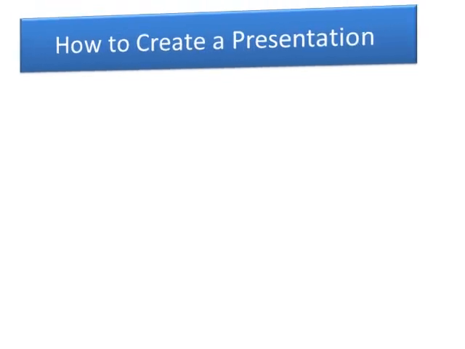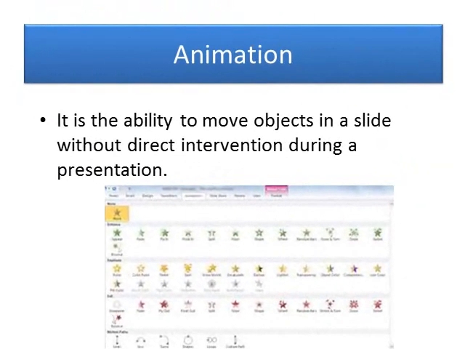Okay, children? Now let us learn what is an animation. A-N-I-M-A-T-I-O-N, animation. Children, it is the ability to move objects in a slide without direct intervention during a presentation. That is, the user, when they are going to present the data, they are not going to do anything. It is going to be done automatically. That is known as animation. Cartoons you see, isn't it, are full of animations.